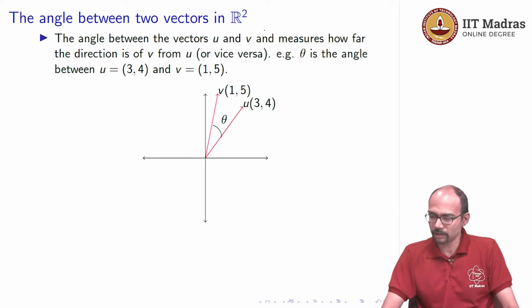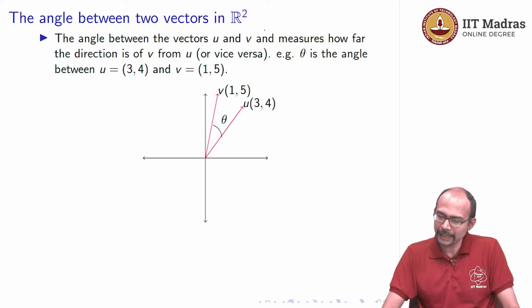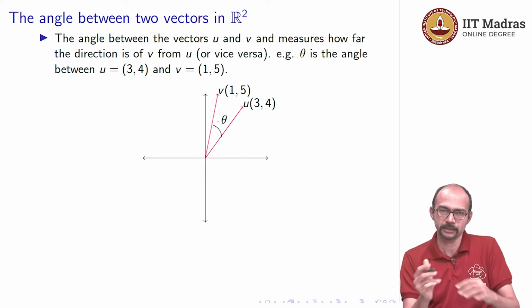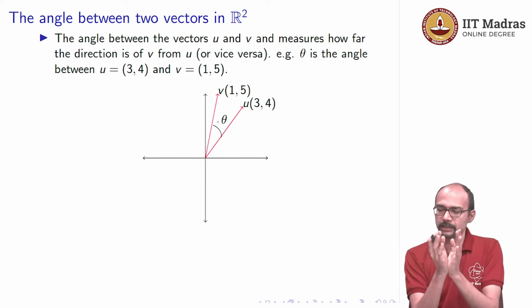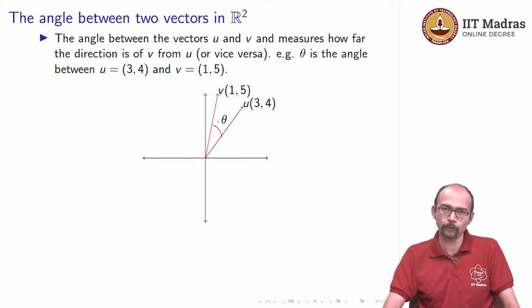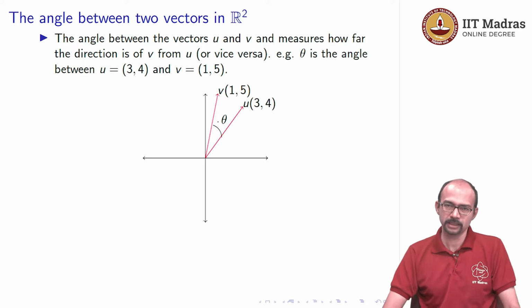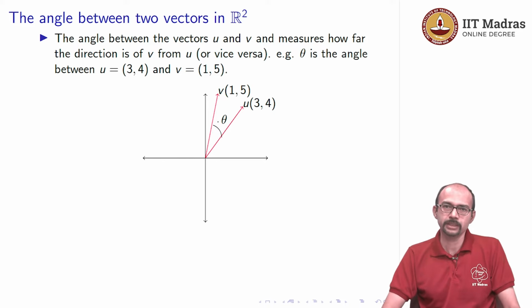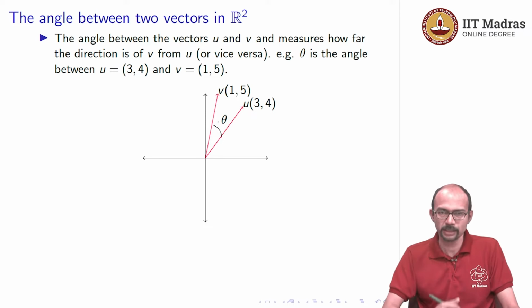So we have our old friend (3, 4) and we have another vector (1, 5). The angle is this thing theta here. So it measures how far, in terms of directions, these two vectors are from each other. Okay. Now we have seen this idea of directions and lengths, which we called magnitudes, in our very first video on vectors. So just recall that if you do not remember.